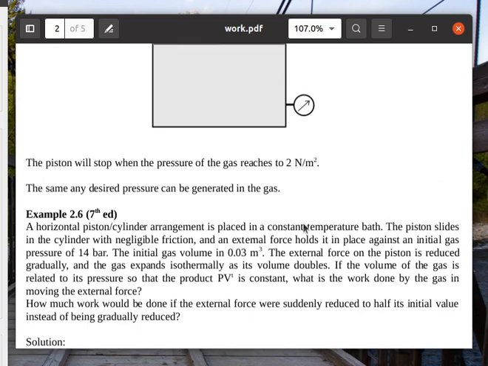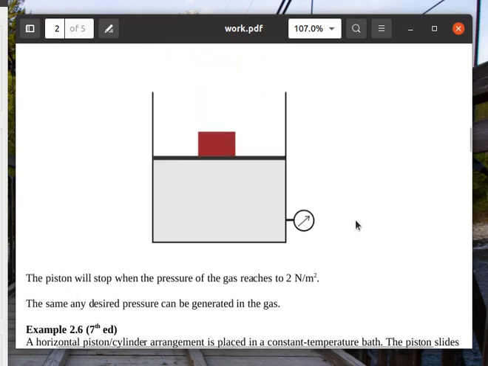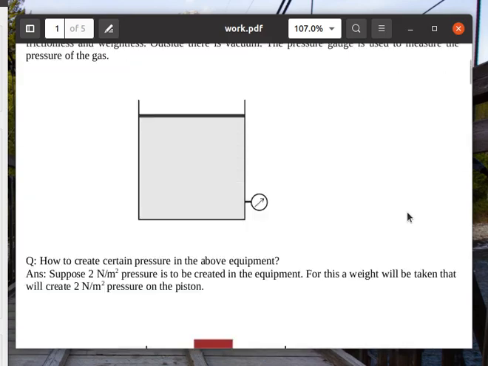This equipment is there in the laboratory. It's not imagination. It is called a dead weight pressure gauge. With weights you can create the desired pressure, and this equipment will be used to solve our thermodynamics problems.